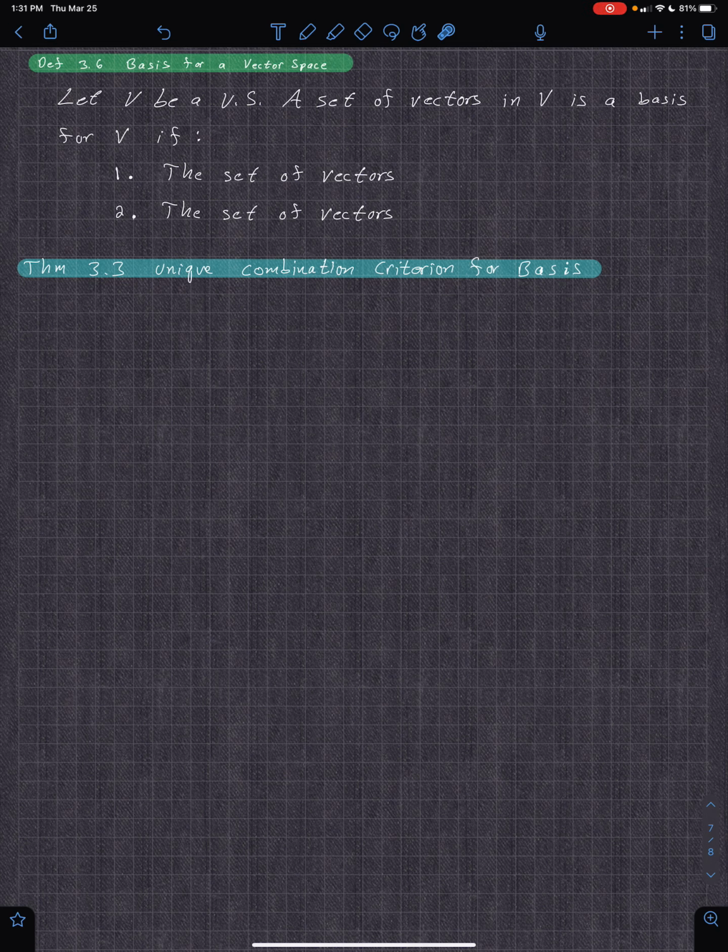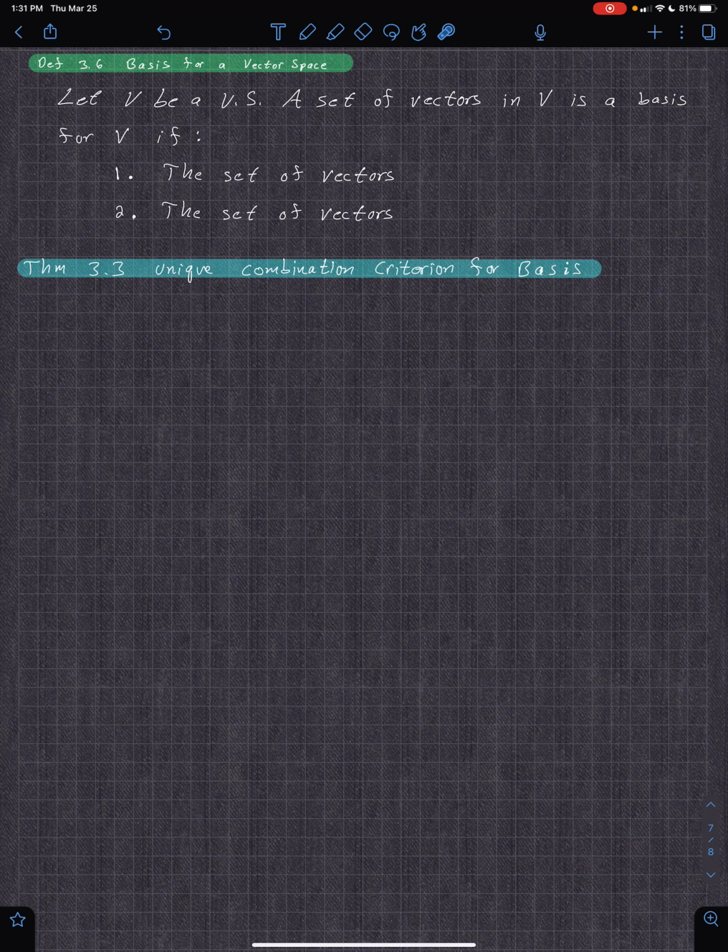We are continuing in 3.2, more concepts of vector spaces. So let's look at basis and the unique combination criteria. Definition 3.6 is the definition for a basis for a vector space. This was done a little differently in chapter 2, where one was the theorem, one was the definition, and then they reversed it. So in this case, we'll just proceed and go from here.